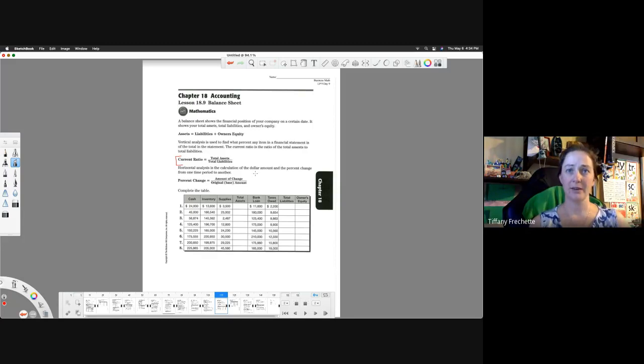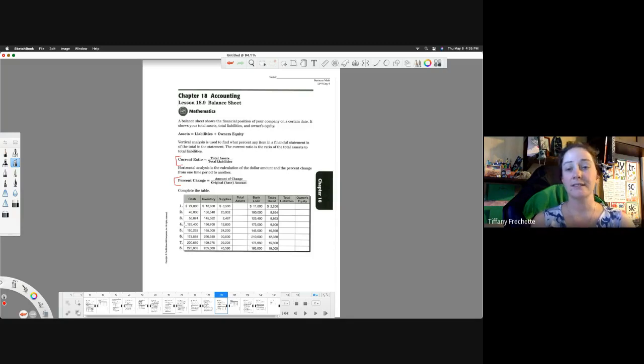Horizontal analysis is the calculation of the dollar amount and the percentage change from one time period to another. So we have percentage change equals the amount of change divided by the original base amount. Again, we're going to have these pieces in our calculations here. If we look at this table below, I'm not going to fill out the whole table; we'll go through the number one going across here on the table, just so that you can see how it's done. So we have cash, inventory, supplies, total assets, bank loan, taxes owed, total liabilities, owner's equity.